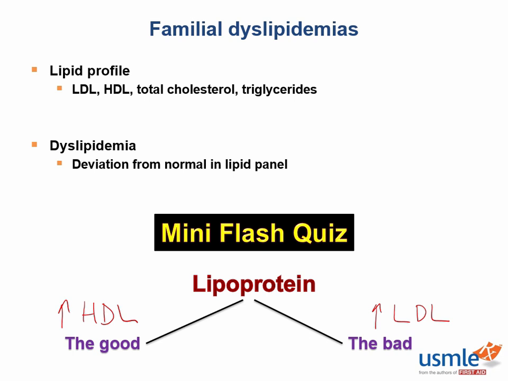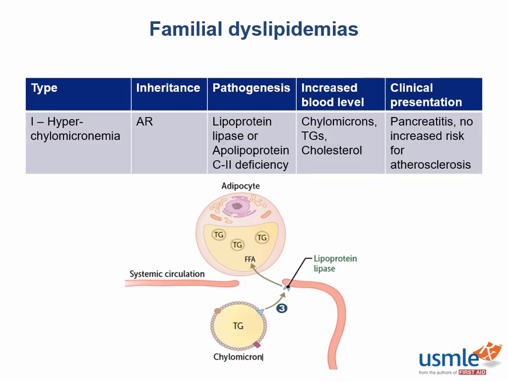Alright, now let's cover the different dyslipidemias. Type 1 dyslipidemia, also known as hyperchylomicronemia, is defined as an increased chylomicron level. This also results in elevated levels of triglycerides as well as cholesterol in the blood, although it mostly affects the triglycerides. Now, hyperchylomicronemia is caused by an autosomal recessive deficiency in lipoprotein lipase, or by a defective ApoC2, which is the cofactor needed for lipoprotein lipase.